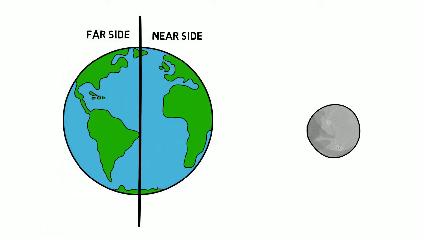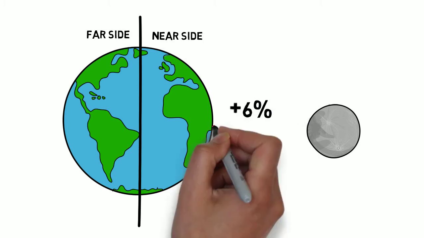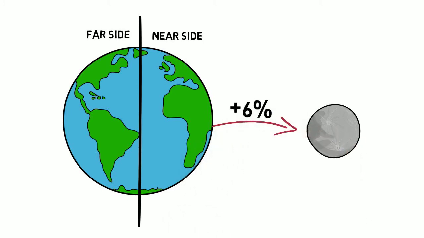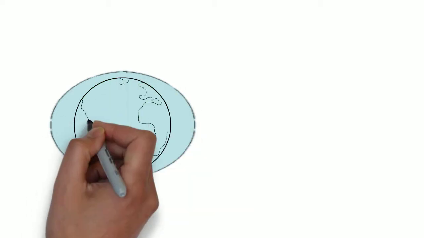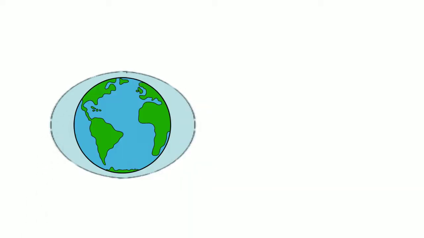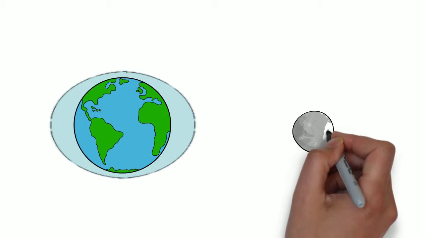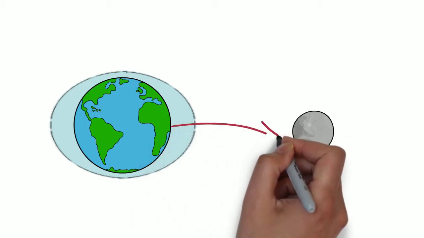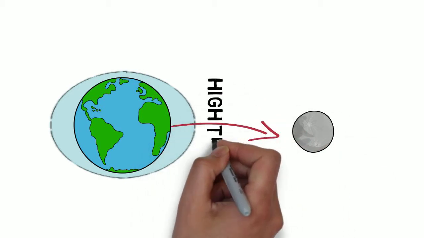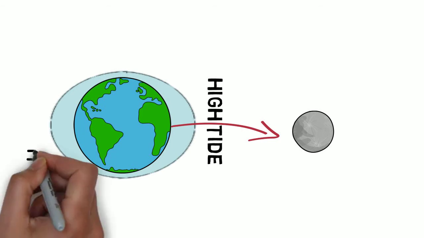The near side of the Earth feels about a 6% stronger pull than the far side. This effect is called differential gravity. The attraction causes the water on the near side of the Earth to be pulled towards the Moon, causing a bulge of water. This creates a high tide which sees the water level rise or increase.